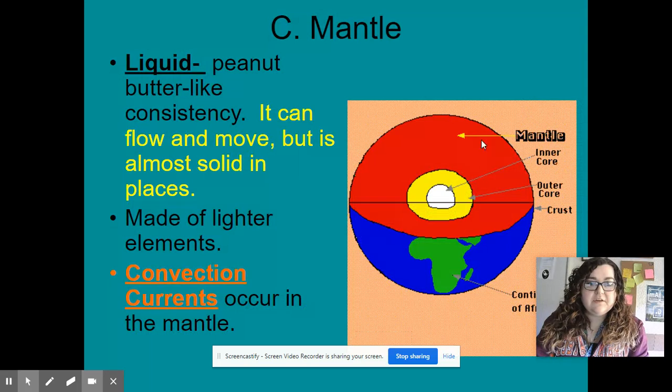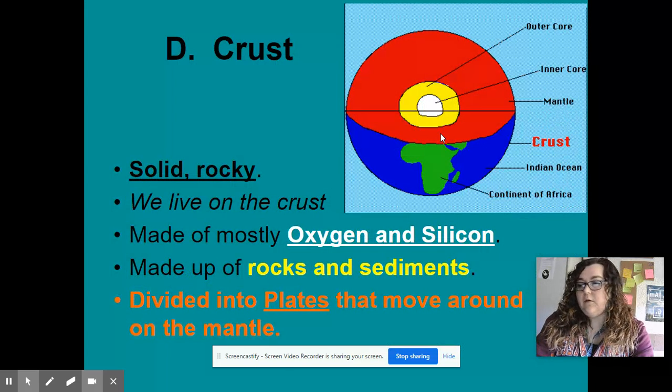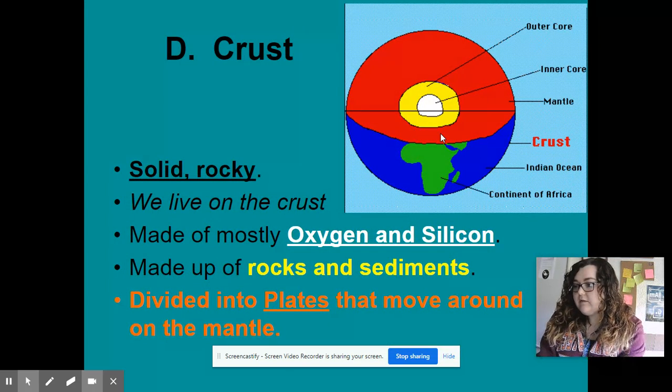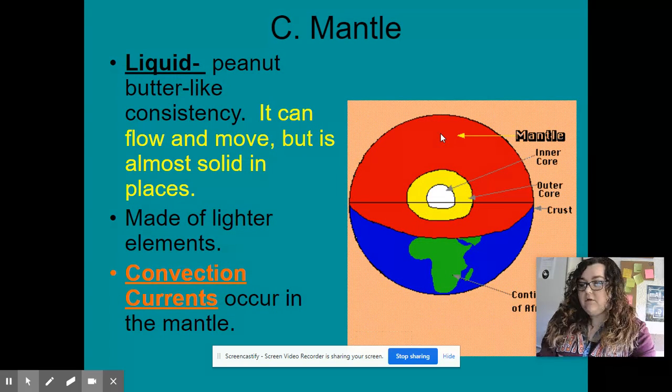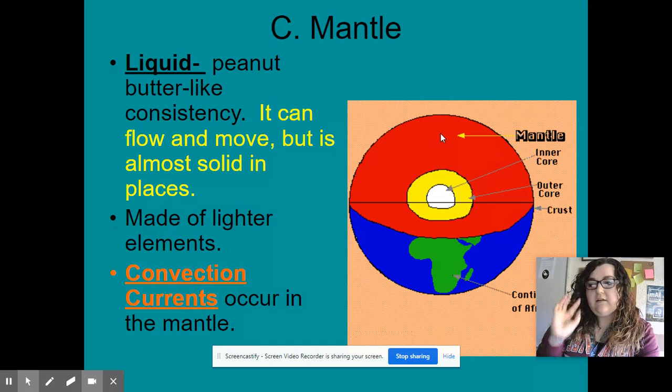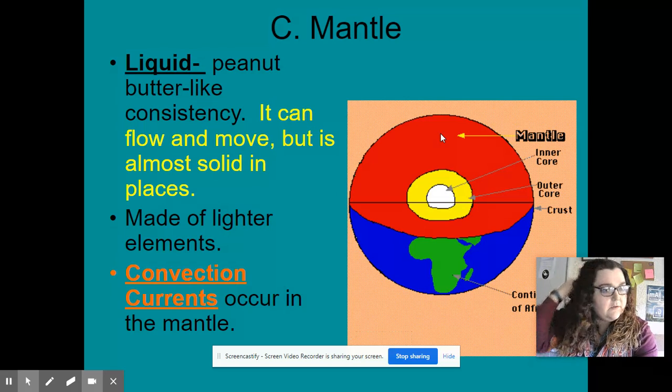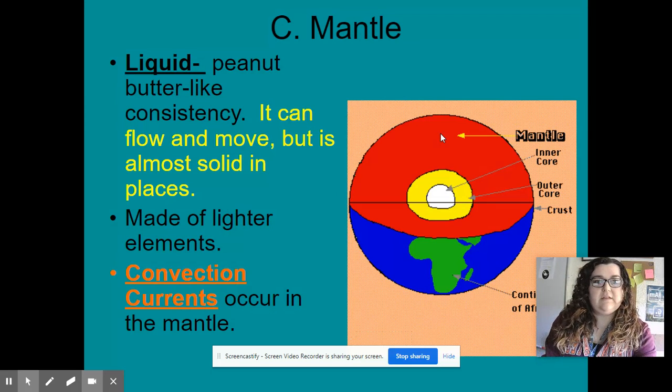And also, these convection currents are what cause magma plumes and things like that to come up and form volcanoes. So, let's see, those blanks for that last one. For C, it's going to be liquid, and then made of lighter elements, and then convection currents occur in the mantle. Those are going to be the blanks right there for C.